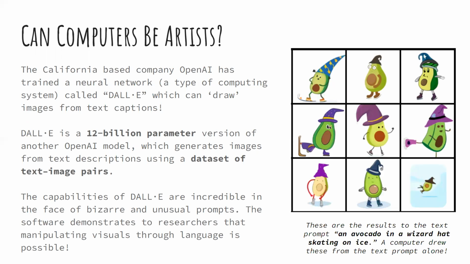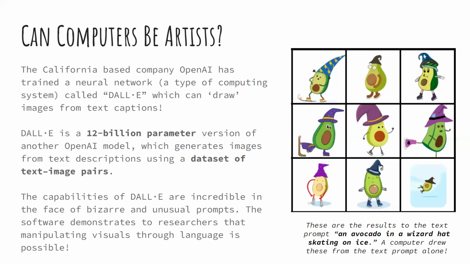So the California-based company OpenAI has trained a neural network, a type of computing system that's called DALL-E, which can draw images from text captions. DALL-E is a 12 billion parameter version of another OpenAI model, which generates images from text descriptions using a data set of text-image pairs. As you can see on the right, these are the results from the text "an avocado in a wizard hat skating on ice."